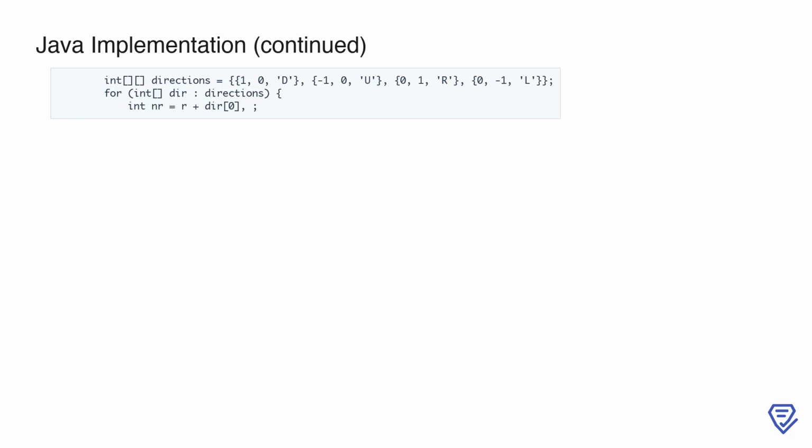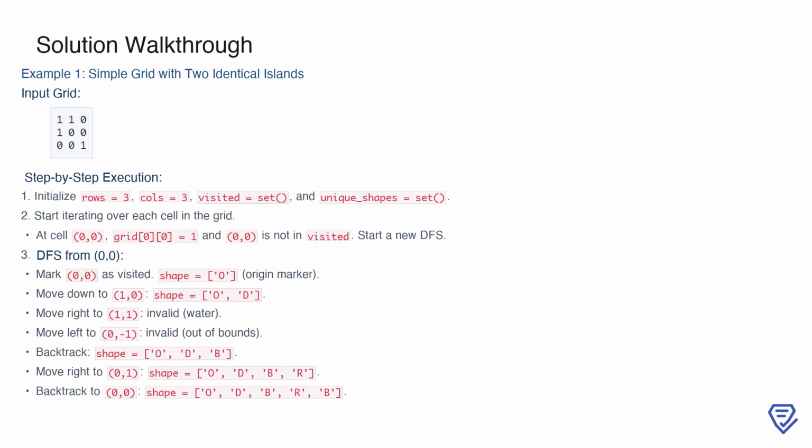The directions array defines the possible movements, down, up, right, and left, represented by D, U, R, and L, respectively. For each direction, we calculate the new row and column indices. If the new cell is within the grid bounds, is unvisited, and is part of the land, we recursively call DFS on the new cell. This process ensures that the entire island is explored, and its structure is encoded based on the sequence of movements. By the end of this traversal, the shape string holds a unique representation of the island, which is critical for identifying distinct island shapes. In this first example, we have a simple 3x3 grid with 2 distinct islands.